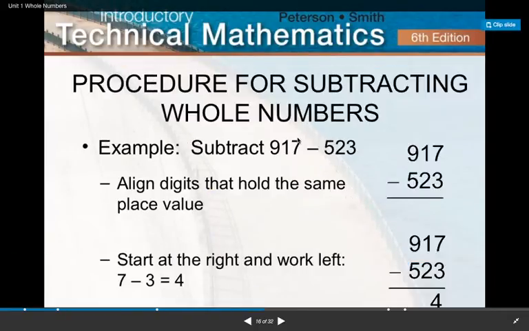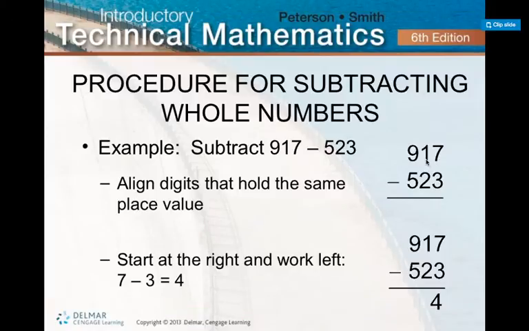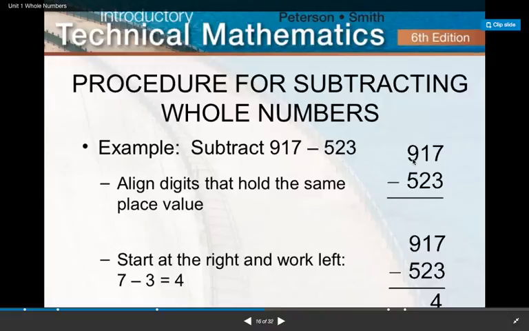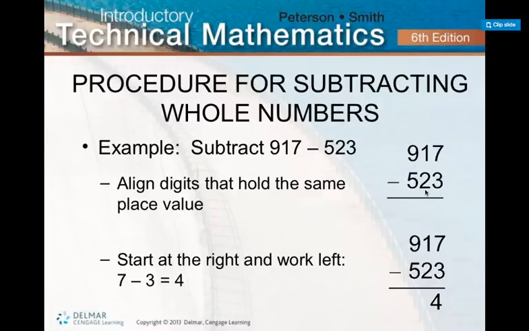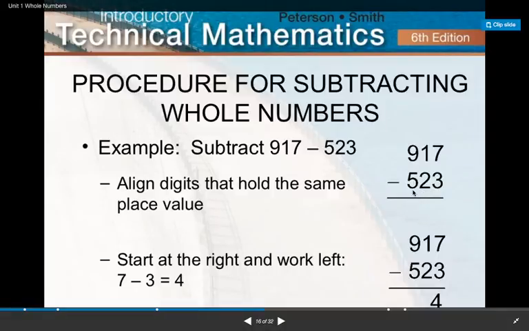Okay, so when you're subtracting whole numbers, such as 917 minus 523, we do the same thing we do in addition, and we line the digits up based on place value. So we have the 7 in the ones place, the 1 in the tens place, the 9 in the hundreds place. We're going to line up the 3 in the ones place, the 2 in the tens place, and the 5 in the hundreds place. And we work right to left.